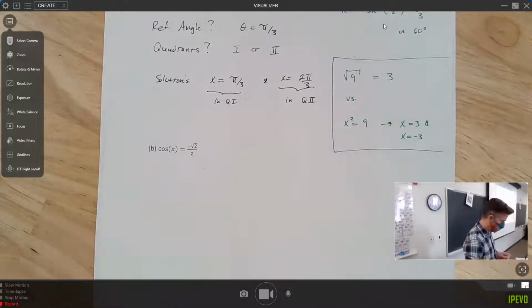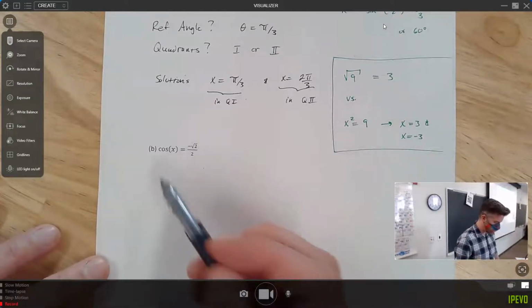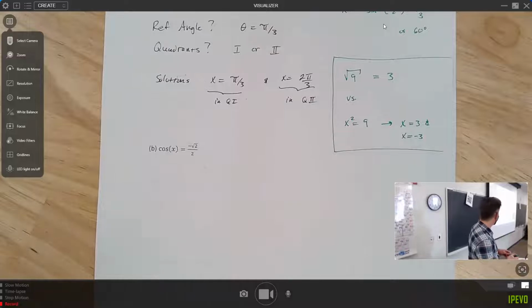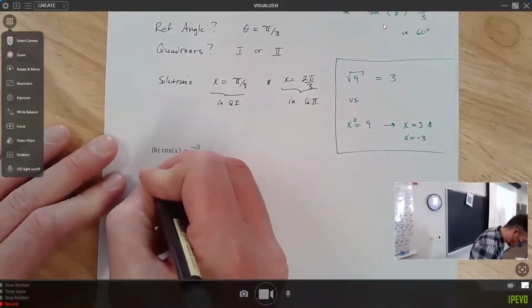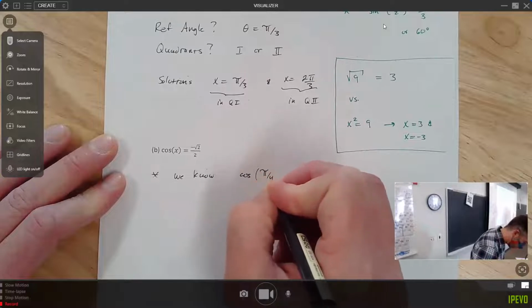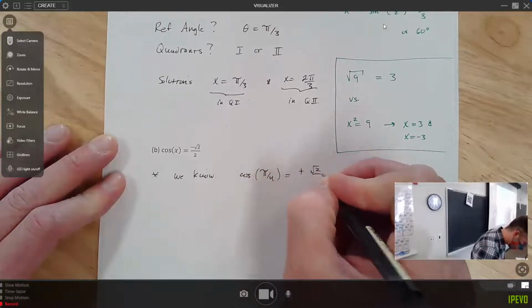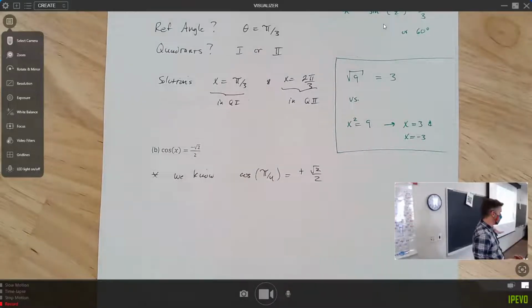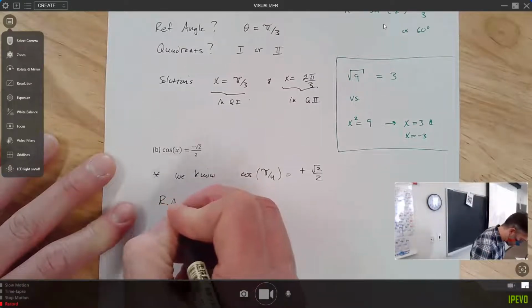So let's look at this next one. Trying to solve cosine of x equal to negative root 2 over 2. What's the reference angle in the first quadrant that's going to be useful to me here? Is it pi over 3, pi over 6, or pi over 4? Definitely pi over 4, right? Because we know that cosine of pi over 4 is positive root 2 over 2. In fact, let's write that down. We know cosine of pi over 4 is positive root 2 over 2. Pi over 4 isn't going to be one of my answers, right? It doesn't solve the equation, but it is the reference angle I'm using to help me figure out what's going on.